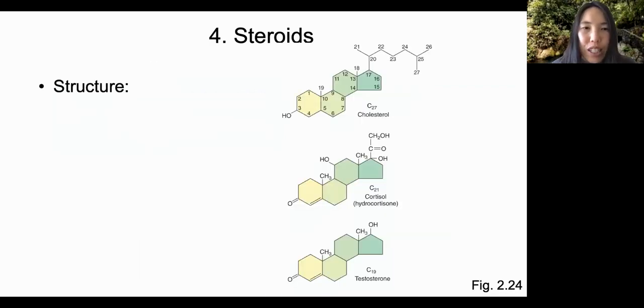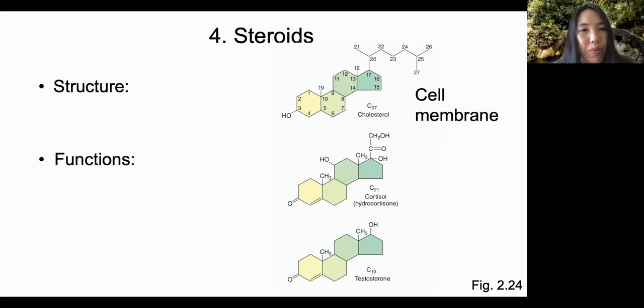Last, we have steroids. The structure of steroids is that there are carbon rings. So you'll see here 4 carbon rings, and then you'll see variations within the rings and the groups off of the rings. The functions vary a lot for steroids. For example, they're found in cell membrane.